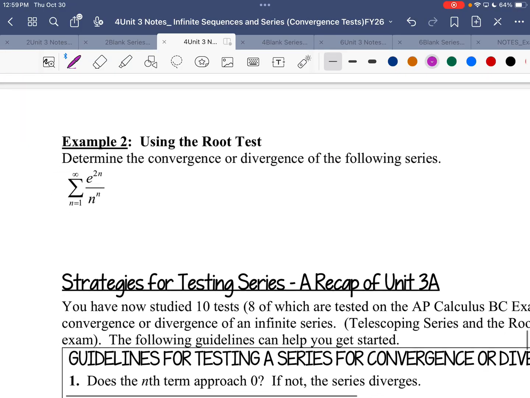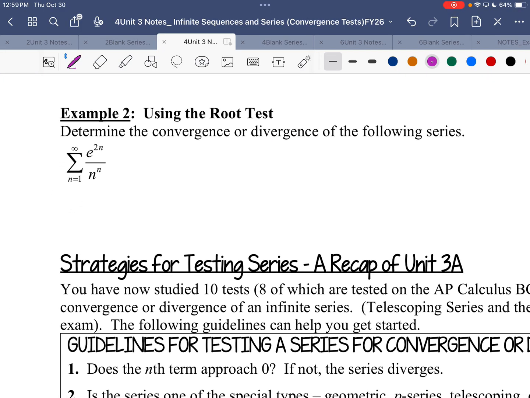Okay, one little quick, easy, do the root test. How do you think you might want to rewrite e to the 2n over n to the n so that raising it to the 1 over n is a little easier? Good. Okay, so that's what this thing is essentially equal to. That's a_n.